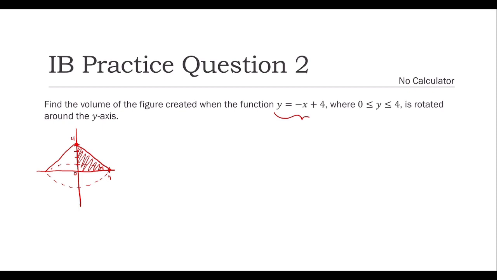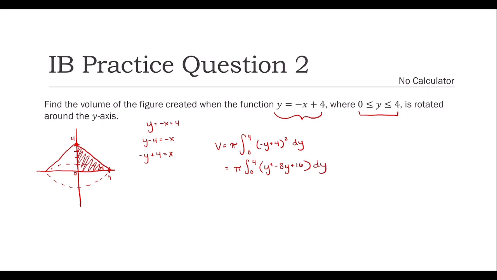So we'll start by solving this equation for x. We have y equals -x plus 4. We'll subtract 4 from both sides, and then divide by -1. So we get -y plus 4 equals x. And then we have our limits of 0 and 4. So our volume will equal pi times the integral from 0 to 4 of x squared, so (-y plus 4) squared dy. So this equals pi times the integral from 0 to 4 of (-y plus 4) squared, so that becomes y squared minus 8y plus 16 dy. So this equals pi times 1/3 y cubed minus 4y squared plus 16y, evaluated from 0 to 4.